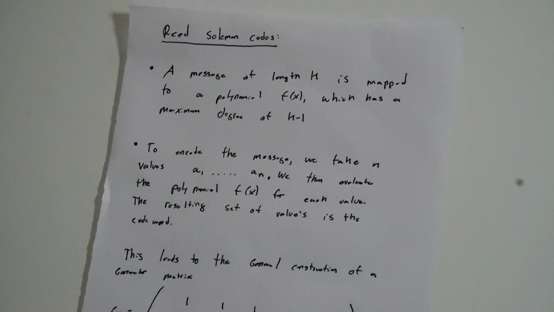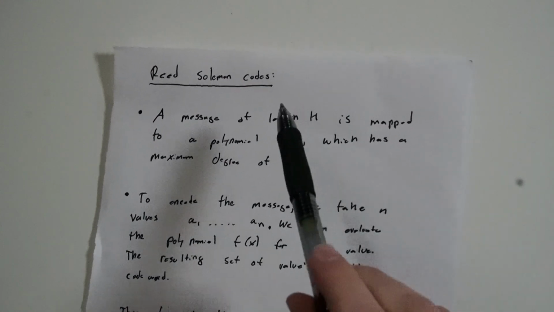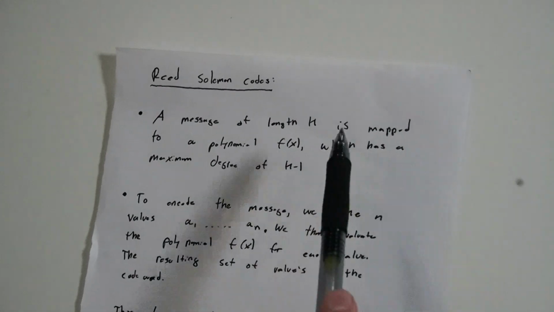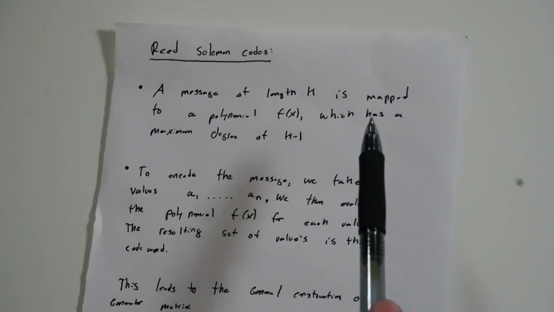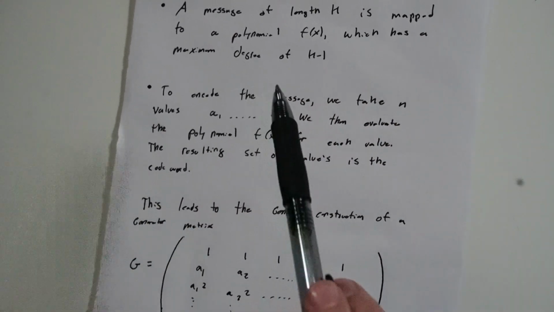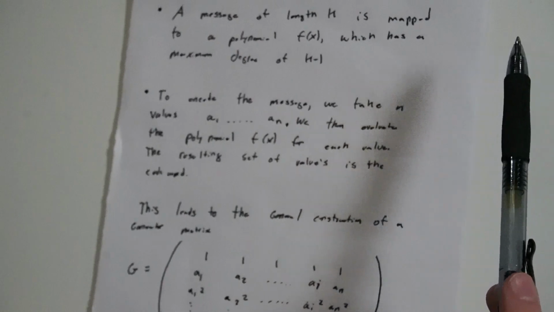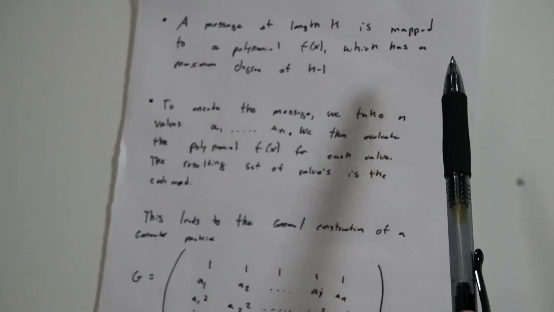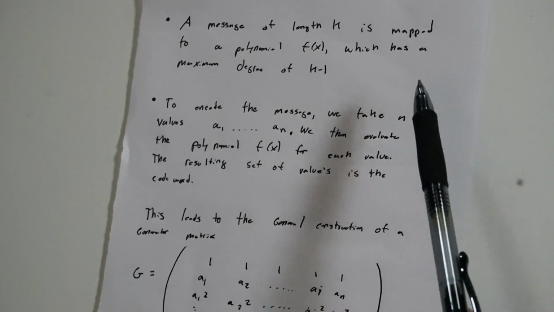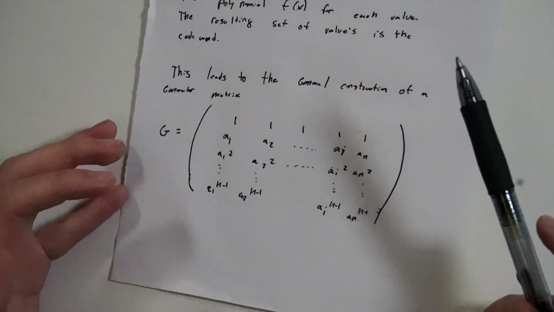So here is a basic overview of Reed-Solomon codes. The general idea behind them is we take a message of length k, and it's mapped to a unique polynomial f of x, which has a maximum degree of k minus 1. So to encode the message, we take n values, a1 through an. We then evaluate the polynomial f of x for each value, and then the resulting set of values is the code word. So given this general definition, we can construct something called a generator matrix.